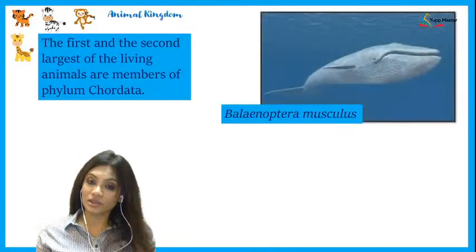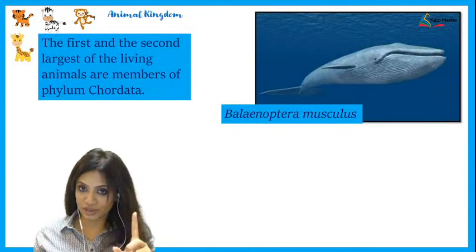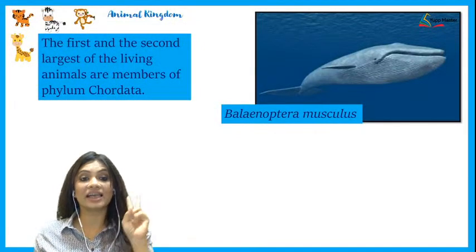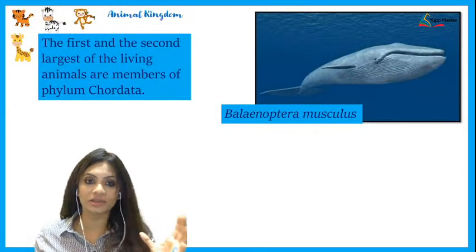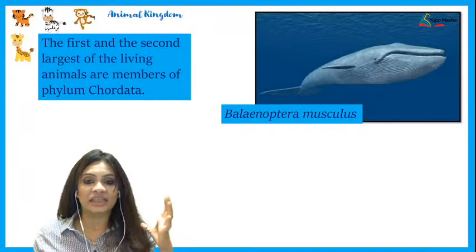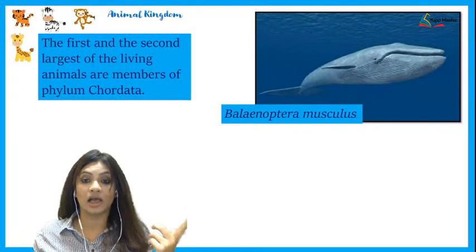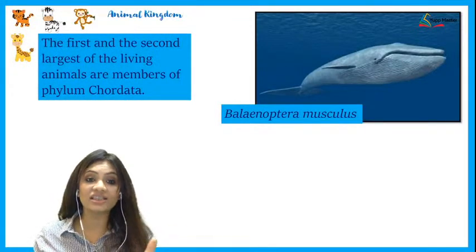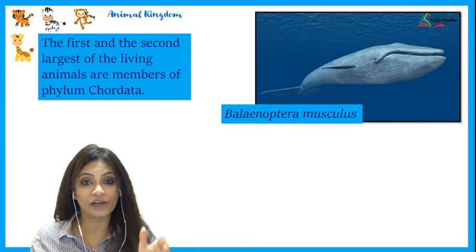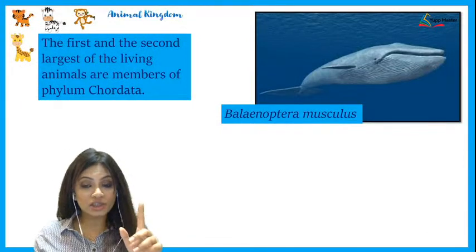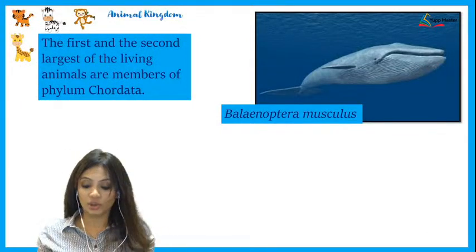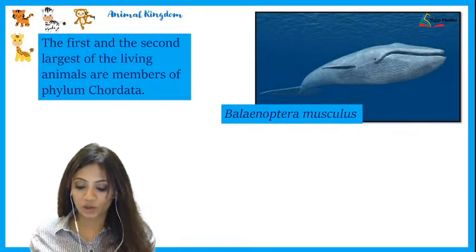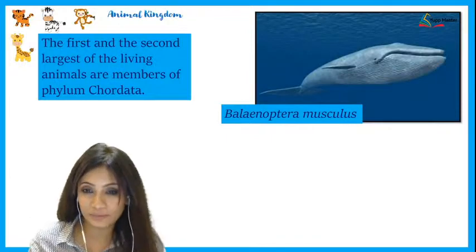Now we also see that the first and the second largest animals on this earth are both members of the phylum Chordata, first and second. All right, so let's see what that is. Look at this here. What does this look like? Isn't this the blue whale?